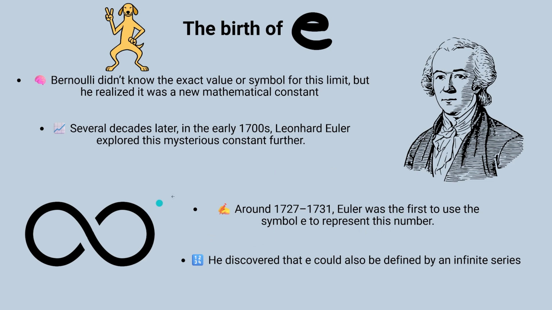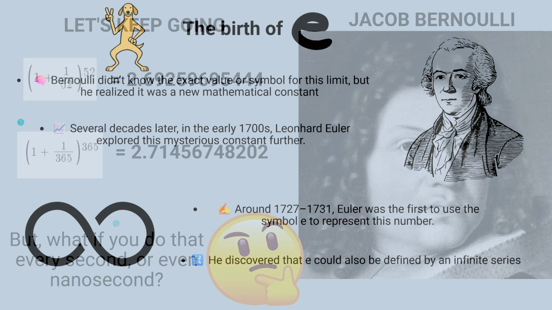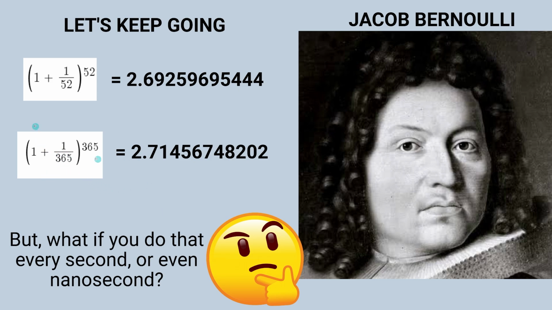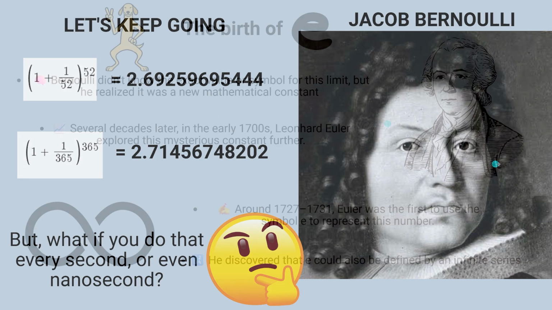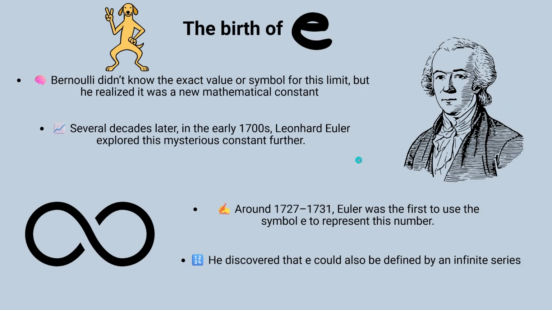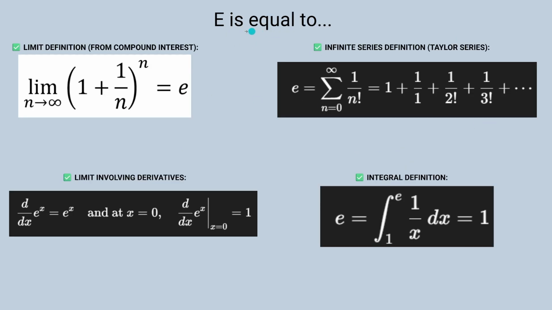Around 1727 to 1731, Euler was the first person to use a simple E to represent this number. He discovered that E could also be defined by an infinite series. So basically, Jacob didn't work it out to this number going to infinity. He only knew this number would reach above 2.7. But Euler took another step beyond that, and he actually calculated further the value of the number and gave it a name, which is E. And these are the expressions, the equations that are equal to E.